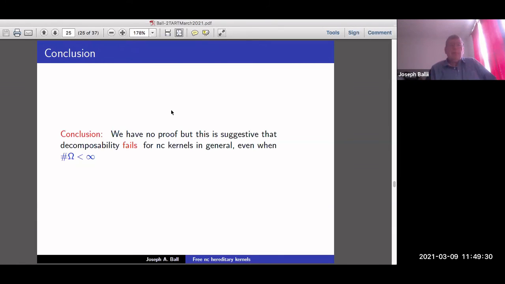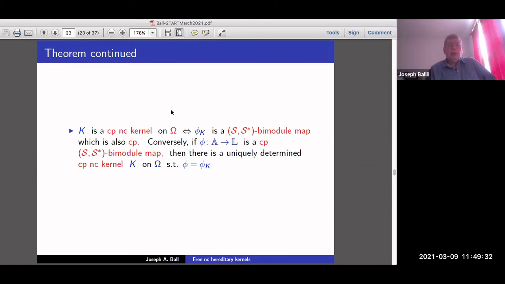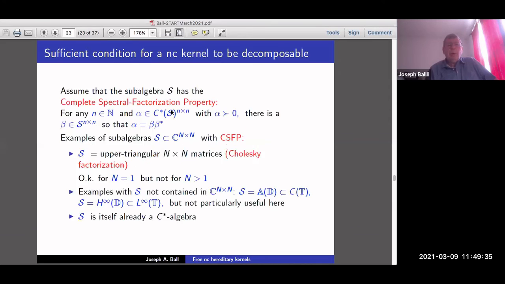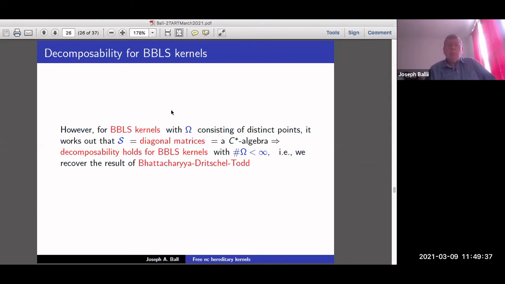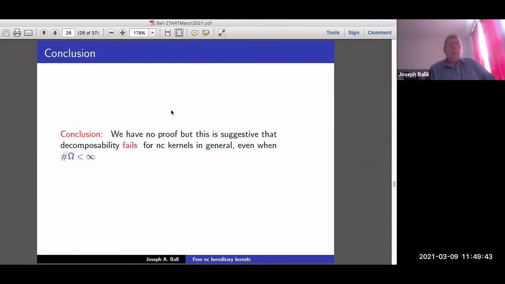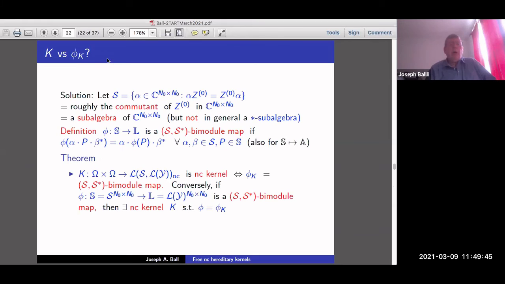Conclusion, theorem continues, then there's an equally determined. I have to look, oh, I can go here.